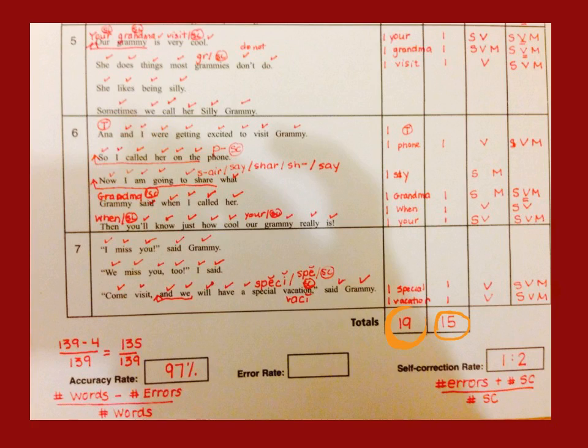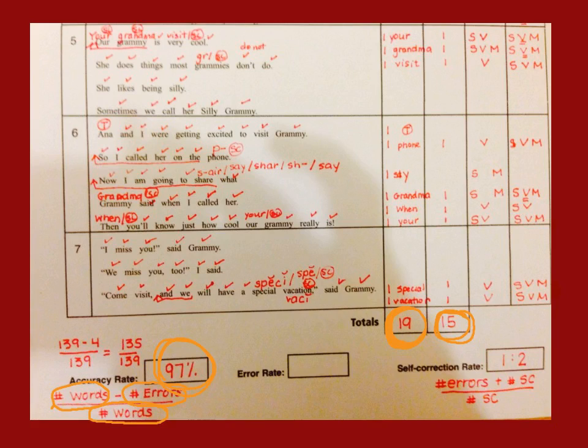To find out a student's accuracy rate, you take the number of words total, and it said that at the top. There were 139. And then we take the number of errors, and she had 4 total errors because we take the 19 right here minus the 15 she fixed, and she had 4 errors. And then you divide that by the number of words. So it ends up being 135 divided by 139, and that gives us a 97% accuracy rate. So she was accurate on 97% of the words. Even though she had 19 mistakes, she fixed 15 of them.